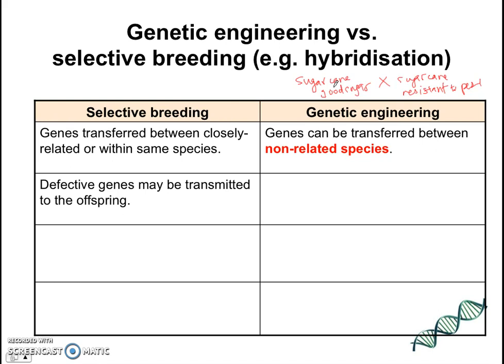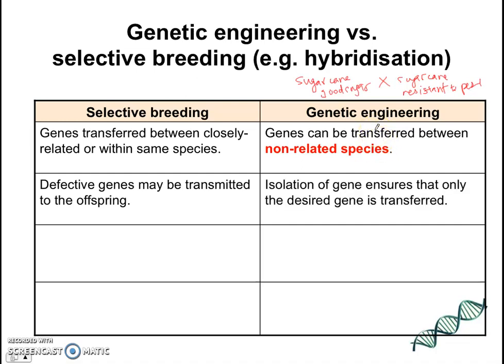Now, in selective breeding, you might also end up passing down defective genes to the offspring, because we're just taking two parents and breeding them together. We want the good traits from the parents, but the bad traits, the defective genes, may also be passed down to the offspring. We have no control of that. Whereas in genetic engineering, we have isolated that desired gene. So we only take out that desired gene and we only transfer that desired gene, so you don't get any defective genes being transferred.